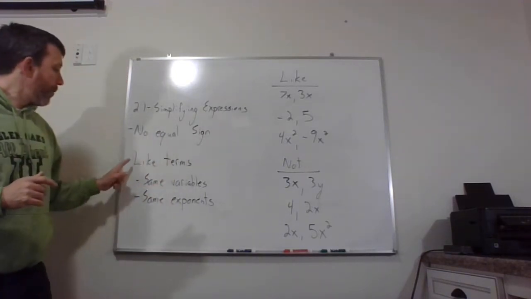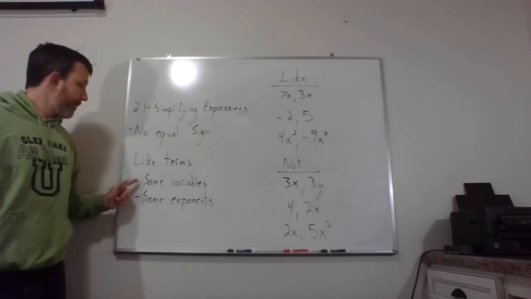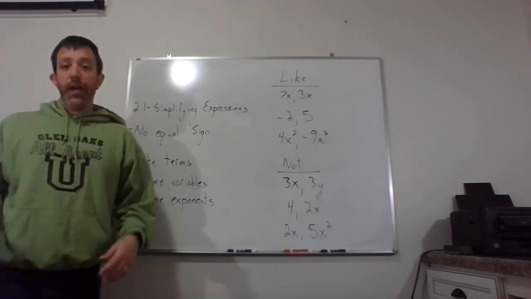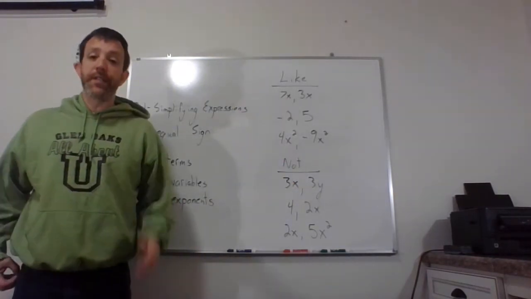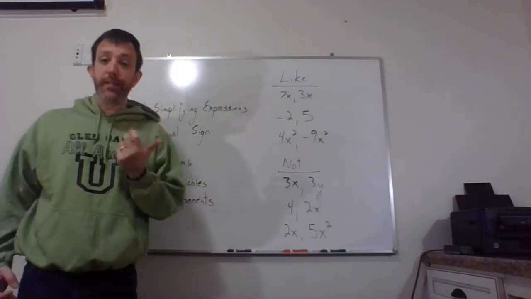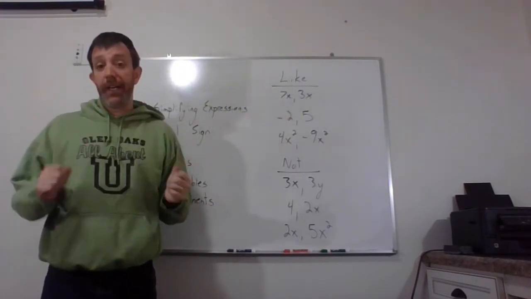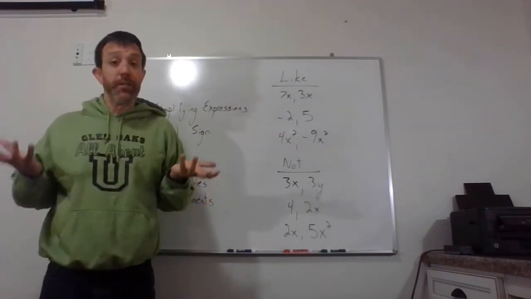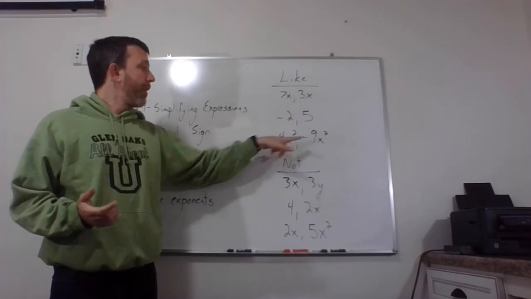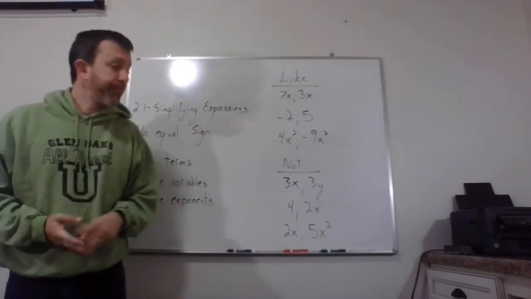All right, so we need to start by talking about like terms. Like terms have the same variables and same exponents. That's really basically it. So I have some examples over here of things that are like terms and things that are not. Examples of things that are like would be things like 7x and 3x. They both have x. Negative 2 and 5. They don't have any variables. They're the same kind of thing. 4x squared, negative 9x squared. Those would be like terms.